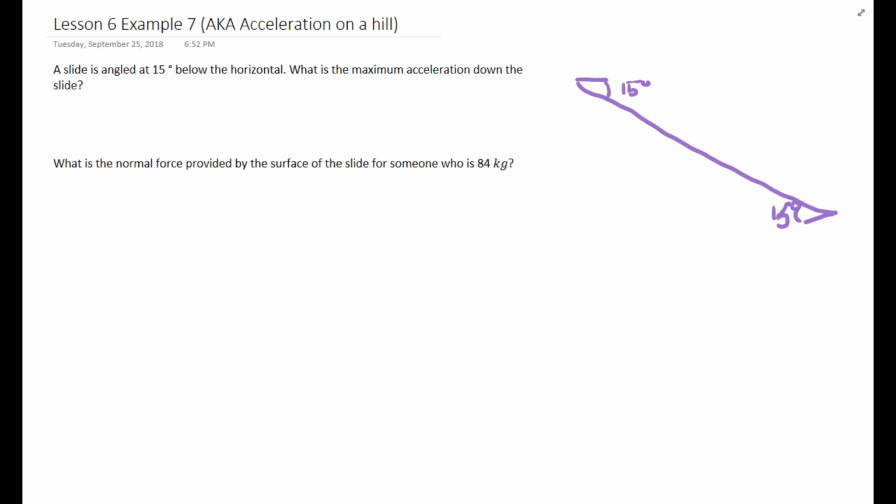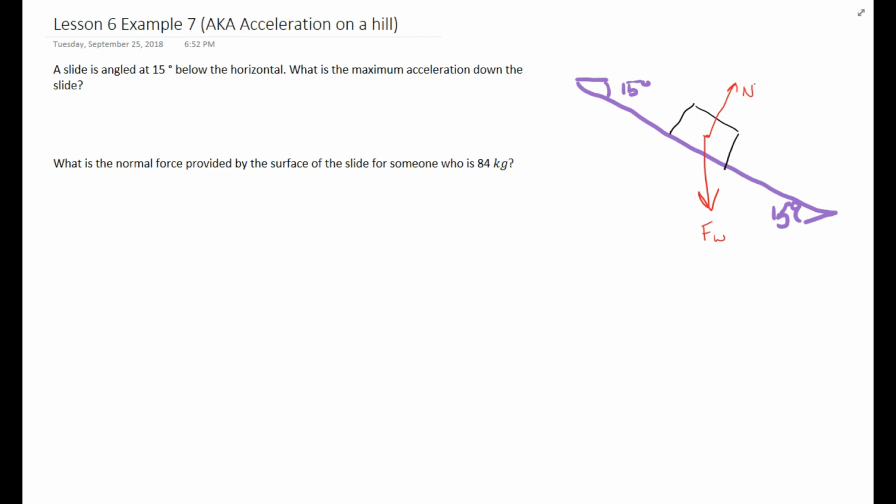We now look at drawing our object on our incline. It's very important that you make sure your forces are in the correct direction. Your weight always acts straight down. That's my force of weight. My normal force always acts perpendicular to the surface, because as we went over, normal in math means perpendicular. So we have our normal force perpendicular to the surface.